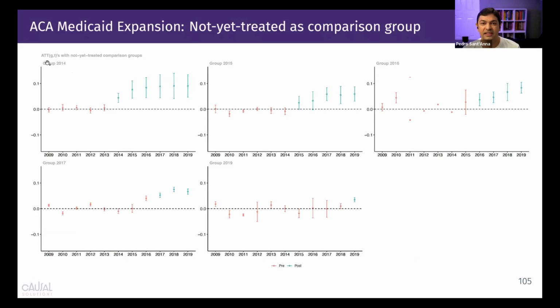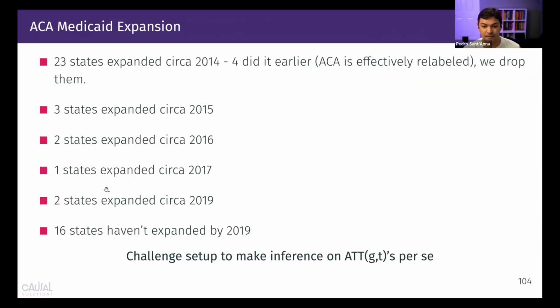Remember, I have states who expanded Medicaid in different years. So I have a group who expanded in 2014, a group who expanded in 2015, a group in 2016, a group in 2017, and a group in 2019. I'm doing this here because I want to highlight that you should not trust our output blindly, right? Why is that? Some of these groups are very small. So for example, the group who expanded Medicaid in 2016, I have only like 2 states treated. In 2017, I have 1 treated state only.